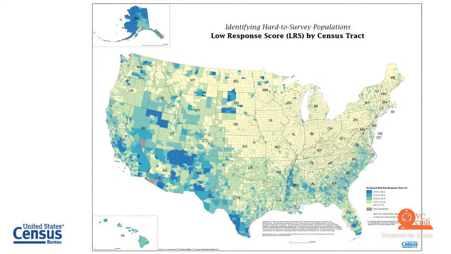This allows us to see sub-county patterns, and the shading here goes from a light yellow through darker green and finally into darker blues. The darker areas, which are those with a higher low response score, are the ones that we predicted to be harder to count in the 2020 census. Okay, next slide, please.